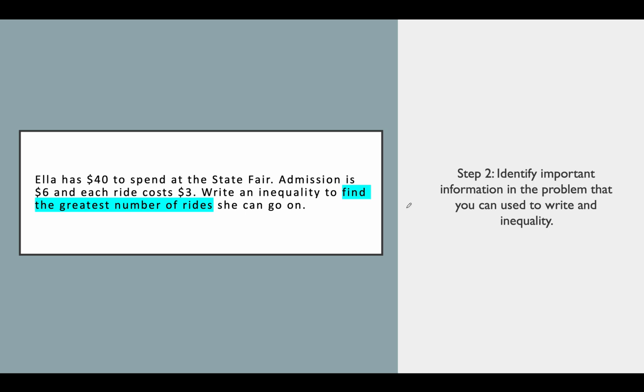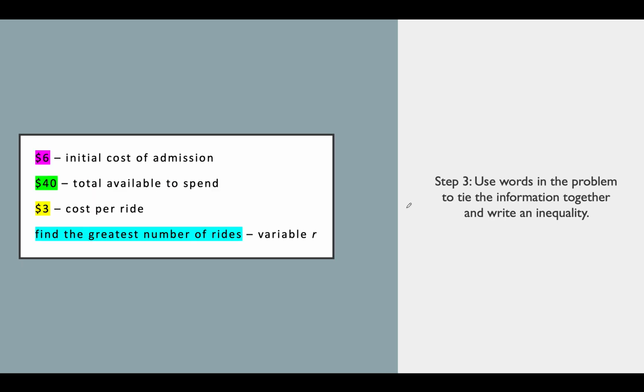What other numbers, right? Because the important information is going to present itself as a number. What other numbers are going to be important for our problem? Take a second to circle those in your book or jot those down. Just visually identify them. I have $40, I have $6, and I have $3. Those are the three numbers that I see that are going to be important in our inequality.